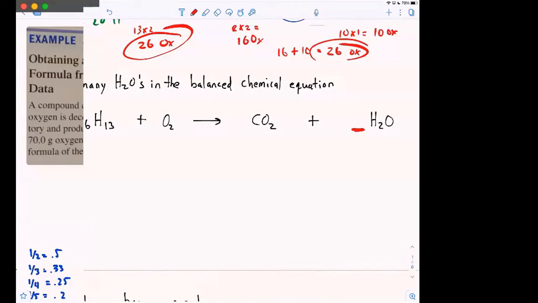Sorry, Mr. Ferguson, that says C6, H15? Yeah. C6, H13. Thank you.